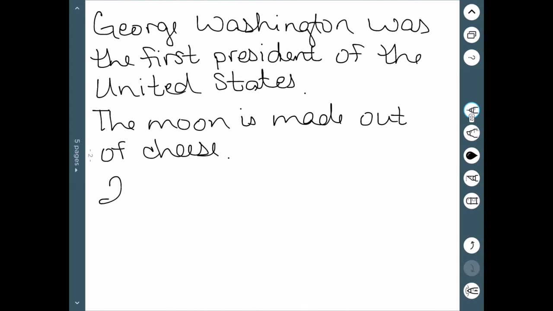Another example could be a mathematical statement, like 2 + 5 = 7. This is a proposition. 3 + 9 = 4 is also a proposition, even though it's not a true statement.